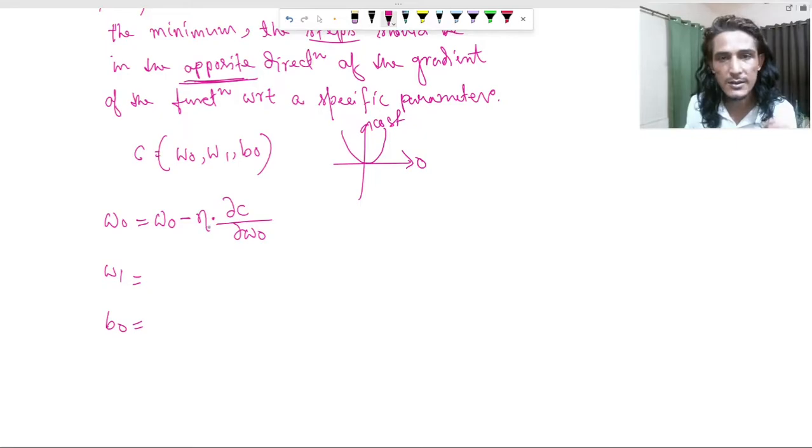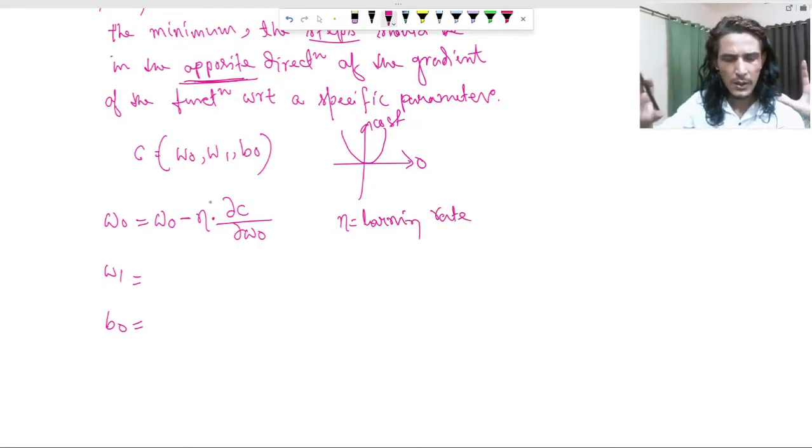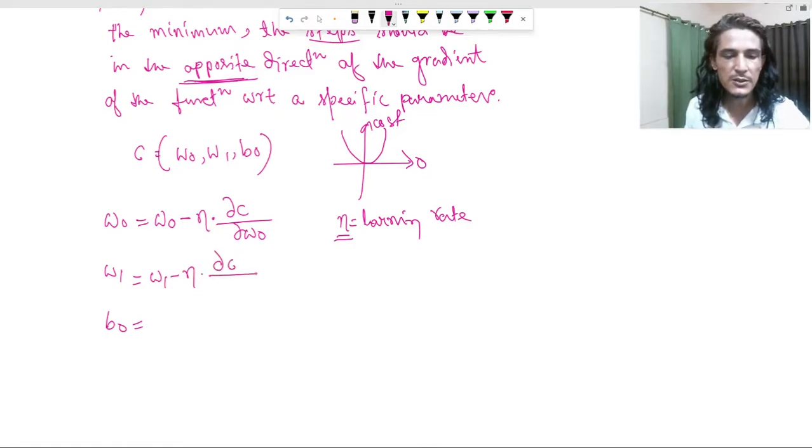And this eta is a constant number, as I said in my previous video also, eta is said to be the learning rate of the network, and this eta is constant for the entire network. There is only one eta. This is known as the learning rate, or you can think of it as the step size you take in each iteration. Now the second point is, if you want to update w1, you have to do w1 minus eta into the rate of change of the cost function with respect to w1, and b0 is b0, whatever its previous value, minus eta into the rate of change of the cost function with respect to b0.